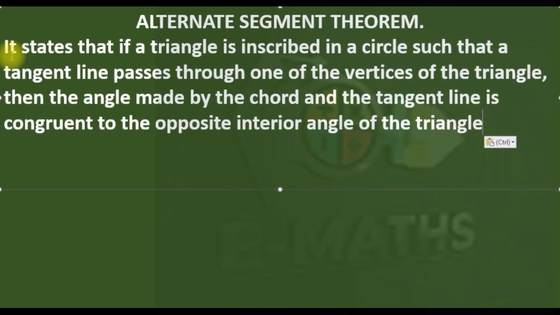If a triangle is inscribed in a circle such that a tangent line passes through one of the vertices of the triangle, then the angle made by the chord and the tangent line is congruent to the opposite interior angle of that triangle. Okay, this is just grammar. Let's see the diagram.